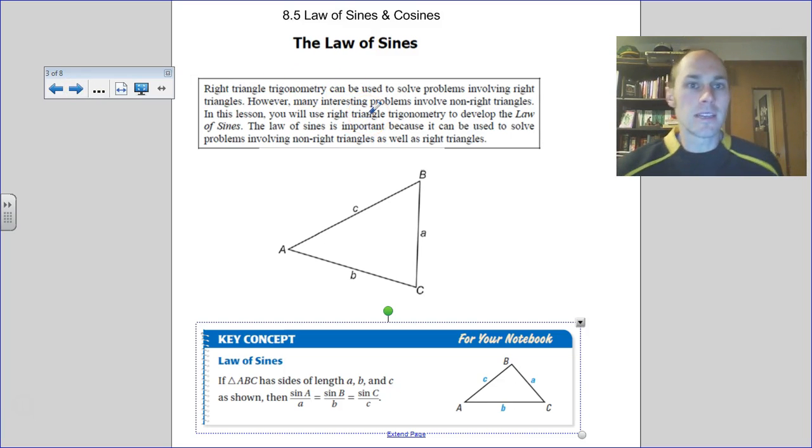But it tells us that right triangle trigonometry is used to solve right triangles, which we've learned already. But there are many problems that can be solved that don't use right triangles. So we'll use right triangle trigonometry to develop what's known as the law of sines. And we'll apply that as we go through here. So here's the law of sines. Sine of A over A equals sine of B over B equals sine of C over C. And we've got a triangle that references that.